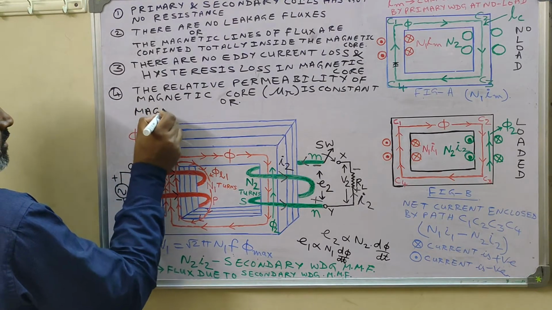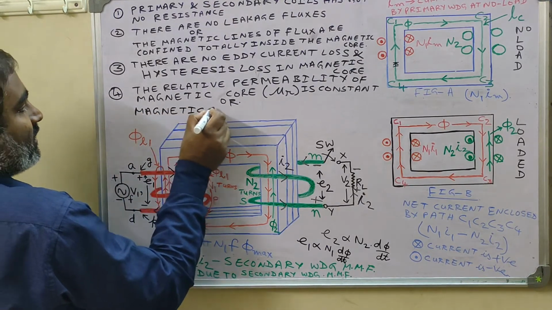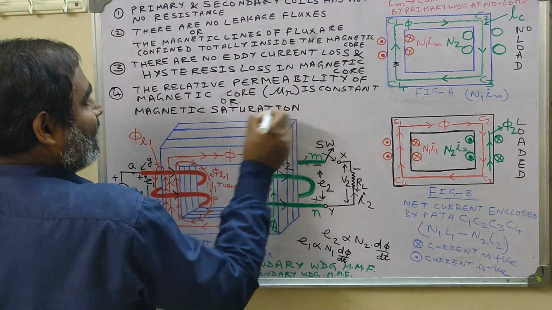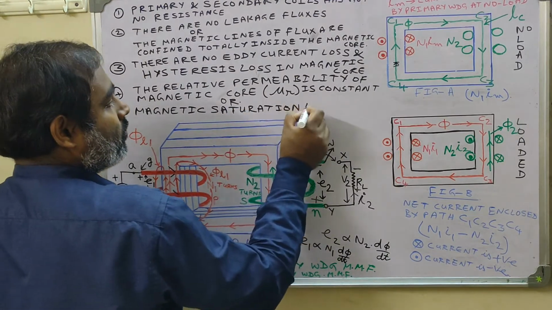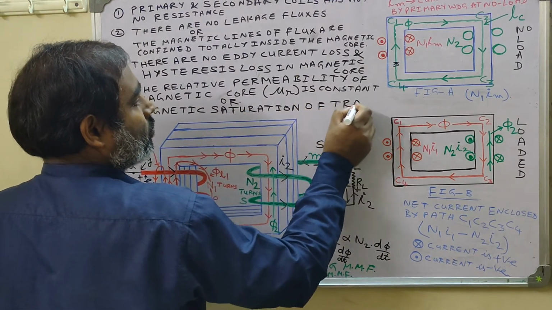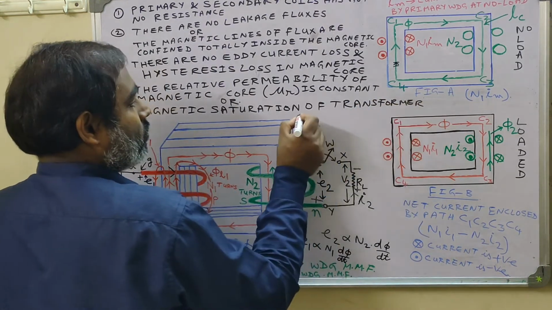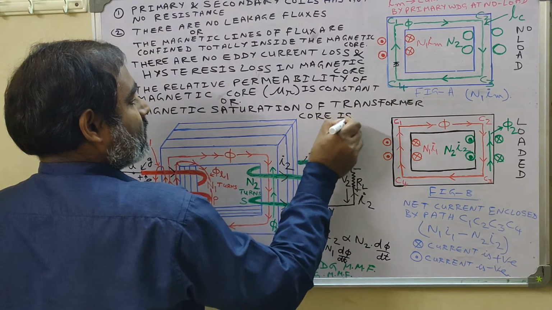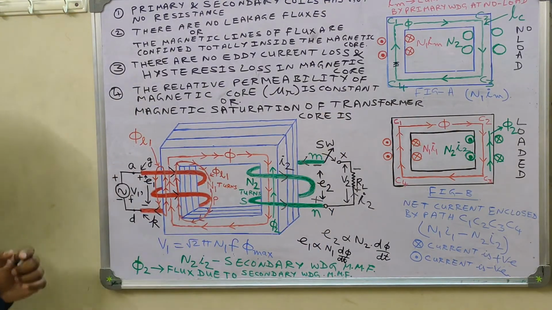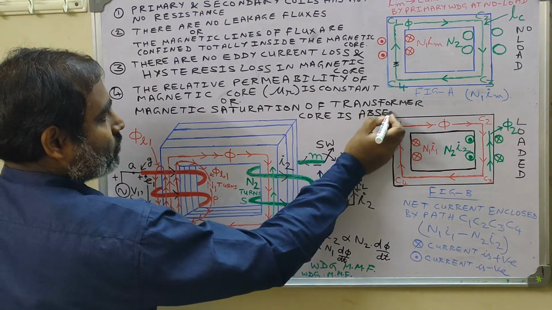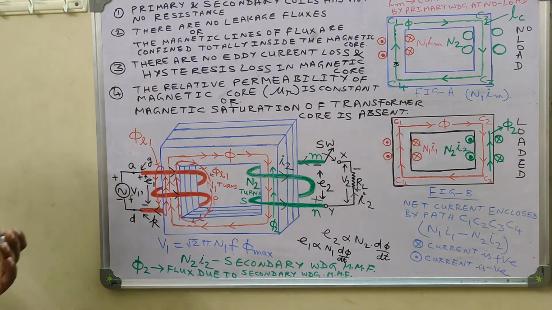magnetic saturation of transformer core is absent. Magnetic saturation of transformer core is absent. You can restate it in this way. So these are the four assumptions which are made for an ideal transformer.